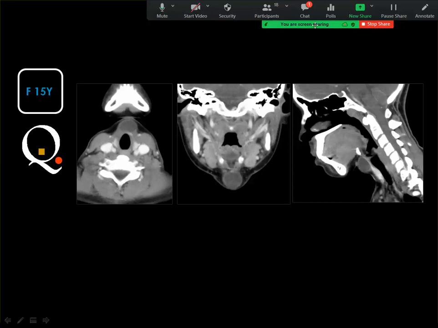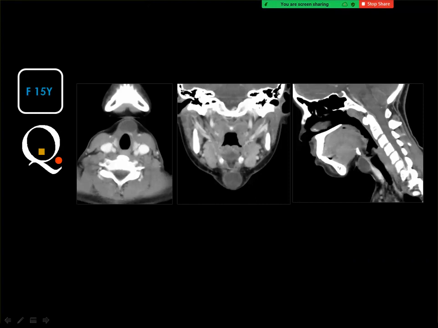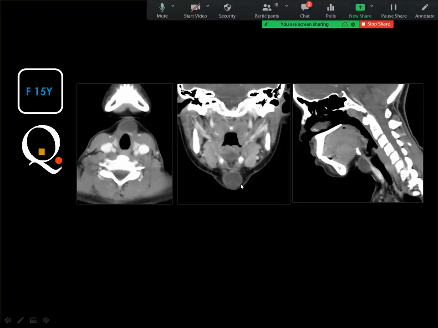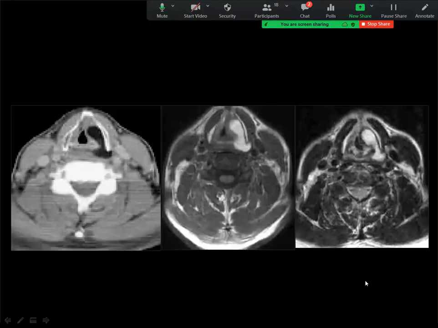This is the classic appearance of, yes, this is a thyroglossal duct cyst, a midline cystic lesion in the neck anterior to the larynx at the level of the hyoid bone, with no significant post-contrast enhancement, diagnostic of thyroglossal duct cyst.